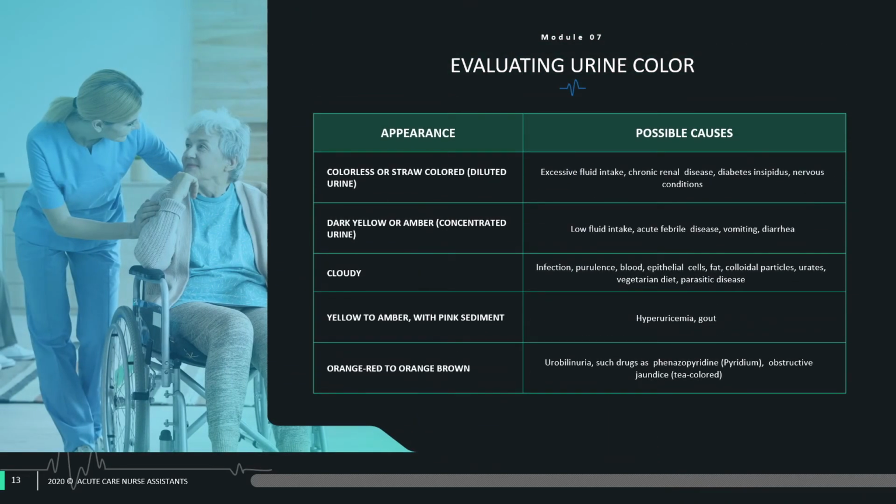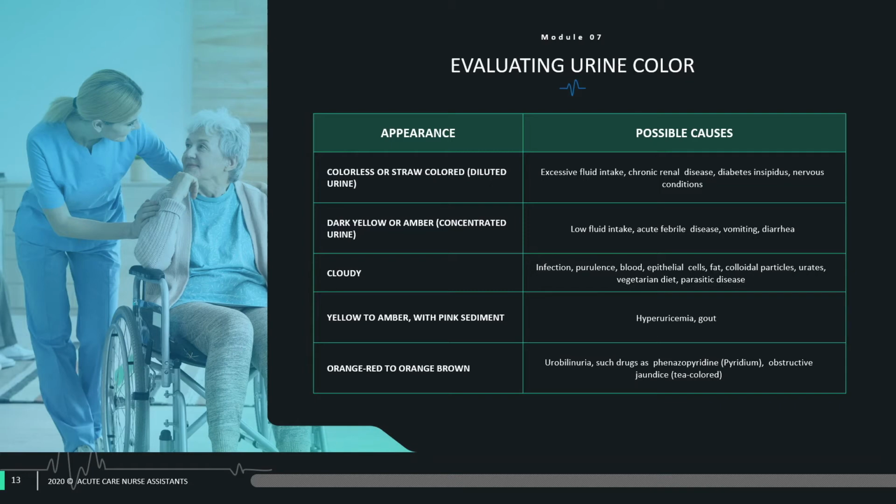Module 7, Evaluating Urine Color. Appearance: colorless or straw-colored, diluted urine. Causes: excessive fluid intake, chronic renal disease, diabetes insipidus, nervous conditions. Dark yellow or amber, concentrated urine: low fluid intake, acute febrile disease, vomiting, diarrhea.